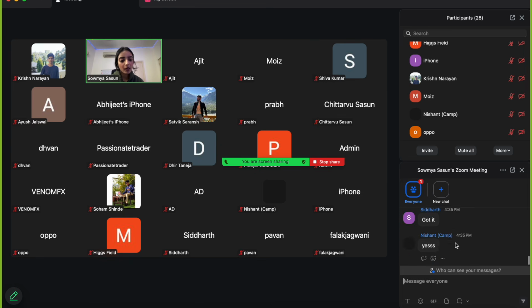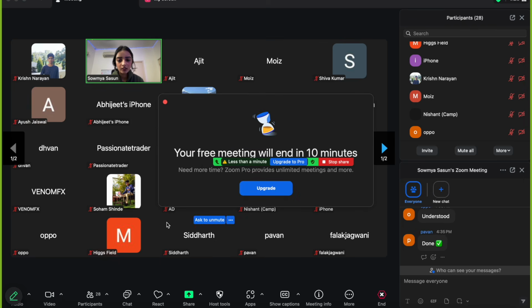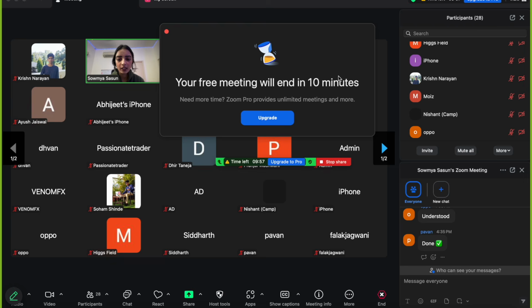Got it. But gold trades in multiple exchanges, right? So does order flow really help there? Yes, there's this one GC contract which is listed in CME. Okay, understood. Thank you so much for writing the responses. That helps me. Your free meeting will end in 10 minutes. Okay, if the meeting ends, then I will share another link on my Instagram.